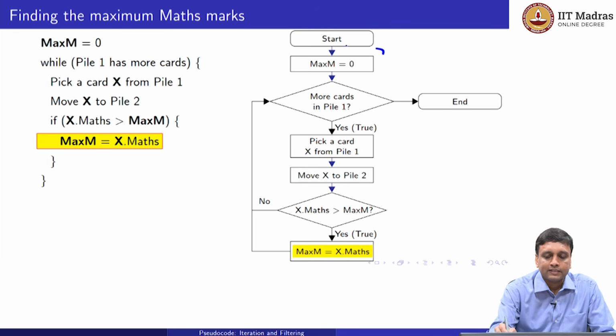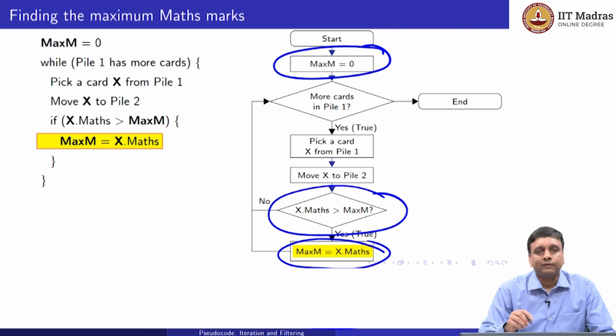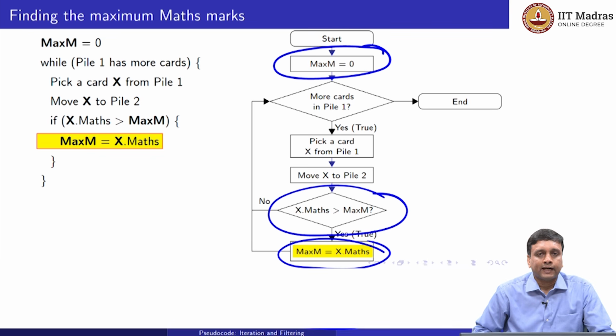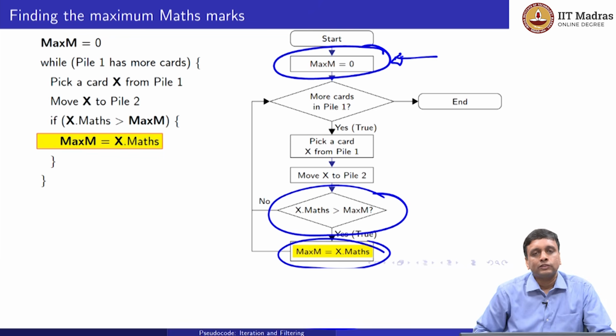We have an initialization, right? We have a condition that we check and we have an update, except that the condition and the update depend on what we are looking for, what we are keeping track of. Instead of accumulating the sum, we are looking for the maximum, and also the initialization depends on what we are doing. So here the initialization is to 0 because we know that the range is 0 to 100.